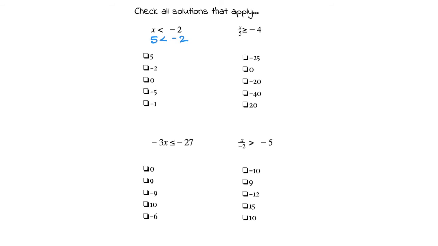Negative 5, however, is less than negative 2. So negative 5 is a possible solution. And negative 1 is not less than negative 2, so that is not a solution.